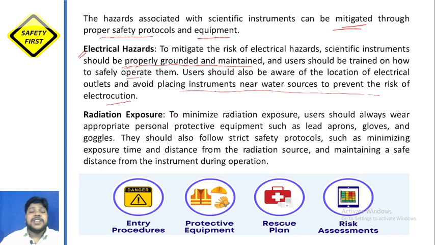For radiation exposure, to minimize radiation exposure, users should always wear appropriate personal protective equipment. So for radiation exposure, there is some PPE, personal protective equipment, and anybody who is working in this area must be wearing them, such as lead aprons, gloves, and goggles. They should also follow strict safety protocols such as minimizing exposure time.